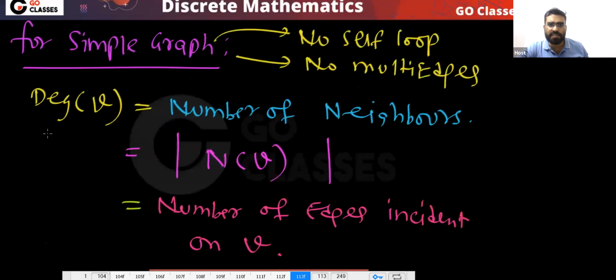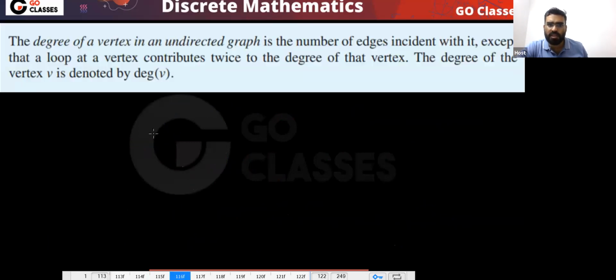Okay, so the degree of a vertex is the number of neighbors, or the cardinality of the neighborhood of V, or the number of edges incident on V. All these things are the same. So that is the definition of a degree. The degree of a vertex in an undirected graph, and this is only defined for undirected graphs, is the number of edges incident with it. But remember, a self loop is counted twice. A self loop will contribute twice to the degree of that vertex.